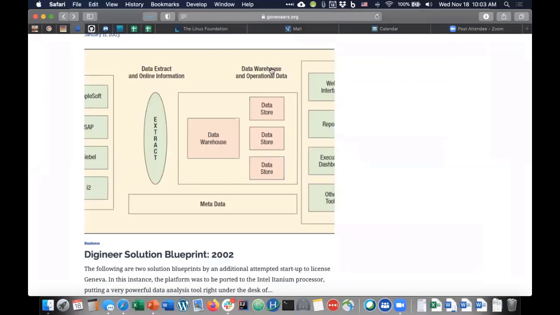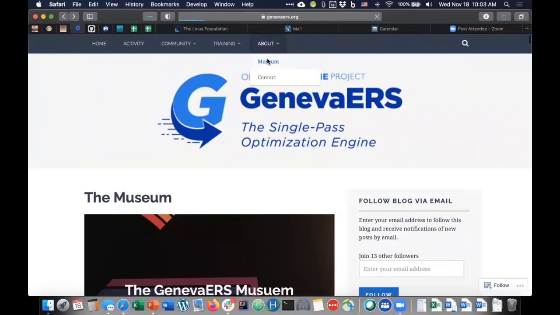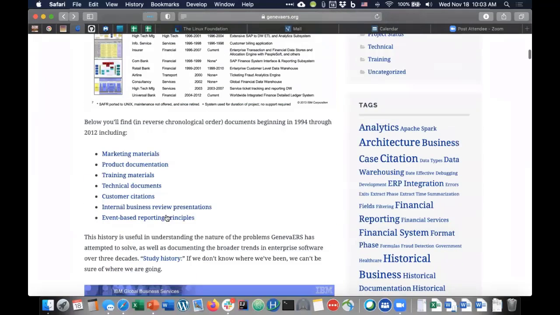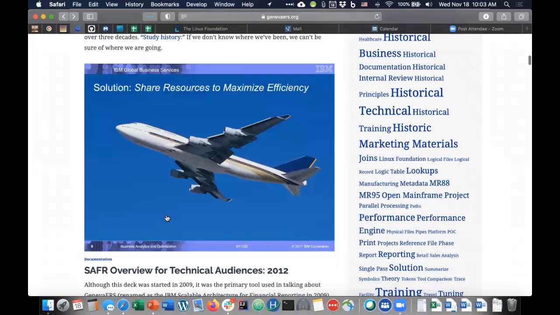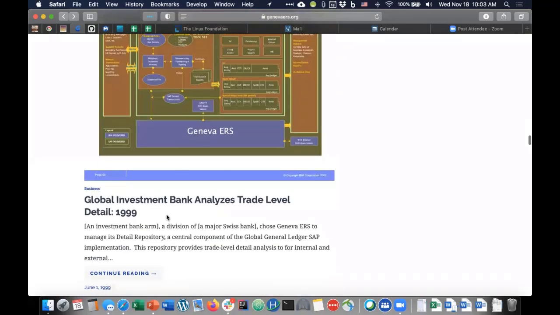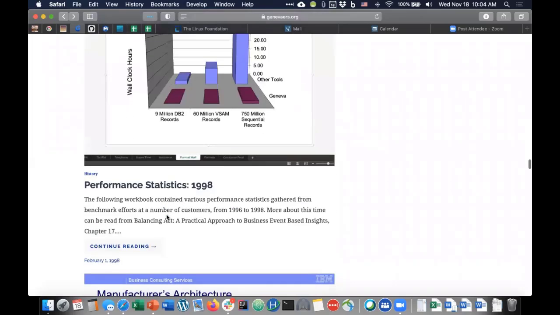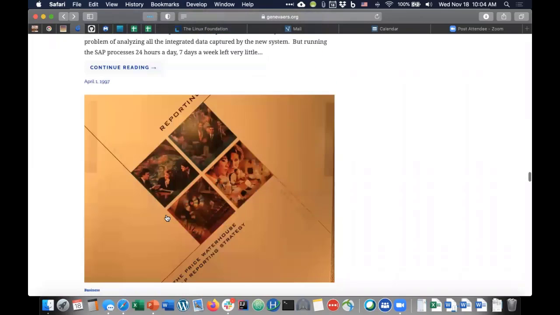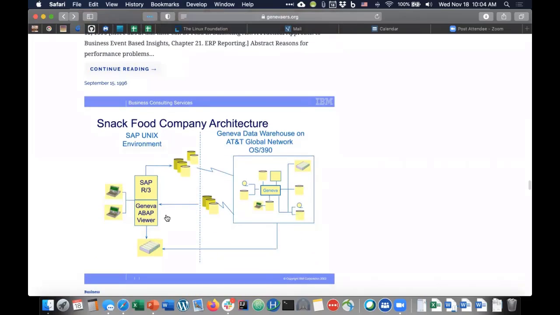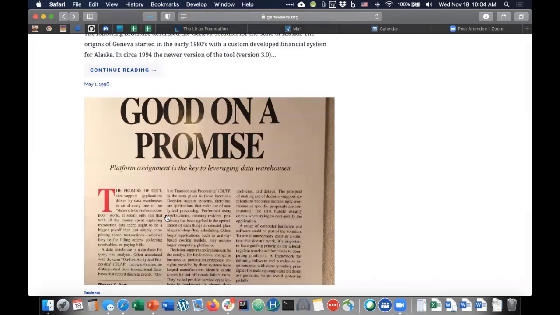On the GenevaERS website, GenevaERS.org, we actually have a section where we've built a museum, and we've put out there a number of presentations that we have built over decades now about GenevaERS, internal documentation, some legacy documentation, lots of material here. I think it's kind of interesting, actually, if somebody were interested in the history of computing and enterprise applications, financial systems, analytical applications, you can learn a lot about how they've evolved in the last 3 decades through our museum here on the GenevaERS.org site.